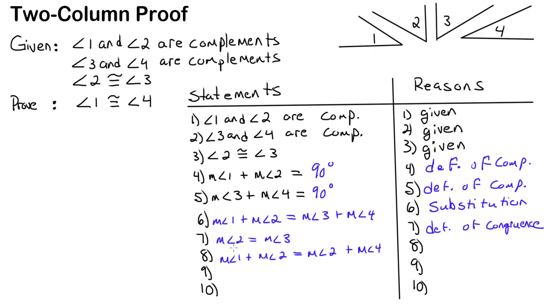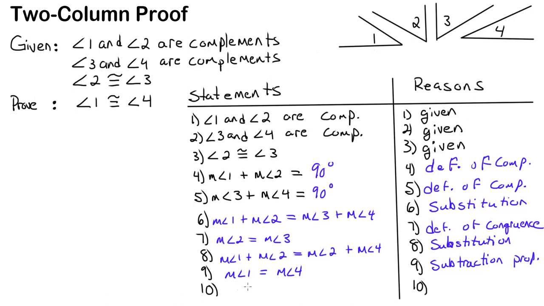Again, since angle 2 and angle 3 are equal, that means I can use angle 2 instead of angle 3, and that is the substitution property again. Now, solving this as an equation, if I were to subtract the measure of angle 2 from both sides, then I would be left with the measure of angle 1 is equal to the measure of angle 4. And that is the subtraction property of equality. Just going to put subtraction prop.